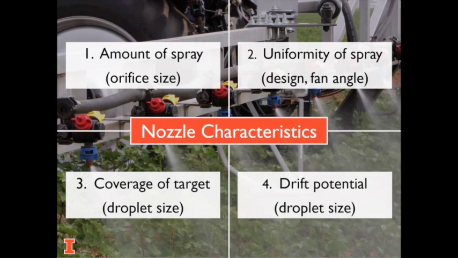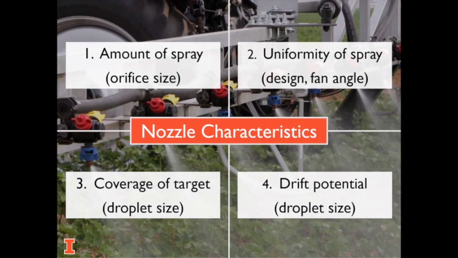The first is the orifice size, which meters the flow rate through the nozzle. We'll discuss later how the required nozzle flow rate can be calculated for a prescribed spray application rate. The next characteristic is the uniformity of spray. The design of the nozzle and fan angle of the spray pattern will play a role here.